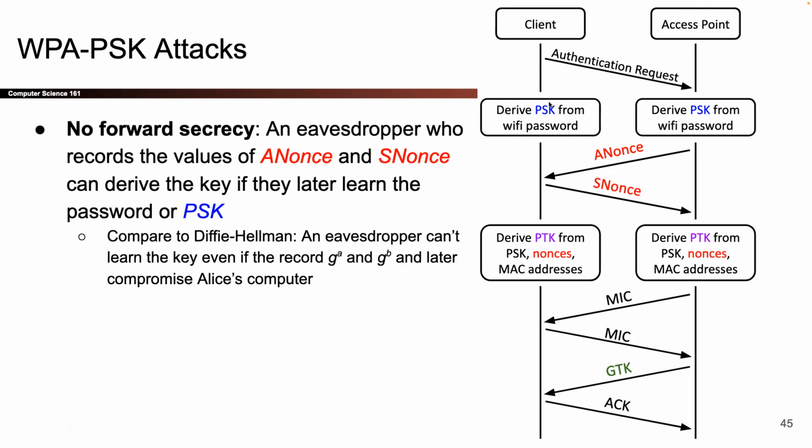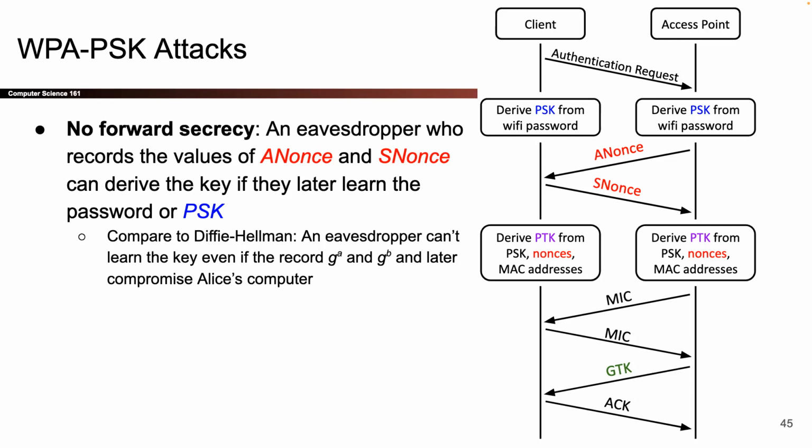Well, then they can take the PSK, they can use it to derive the PTK because they know the PSK, they wrote down the nonces, they can derive the PTK in purple, and now that they have the PTK, they can decrypt all the stuff that they wrote down in the past. So this does not provide forward secrecy because an attacker can write down a lot of stuff now, learn the password later, and still decrypt all the stuff that they wrote down in the past. In order for something to have forward secrecy, the attacker should not be able to do this.